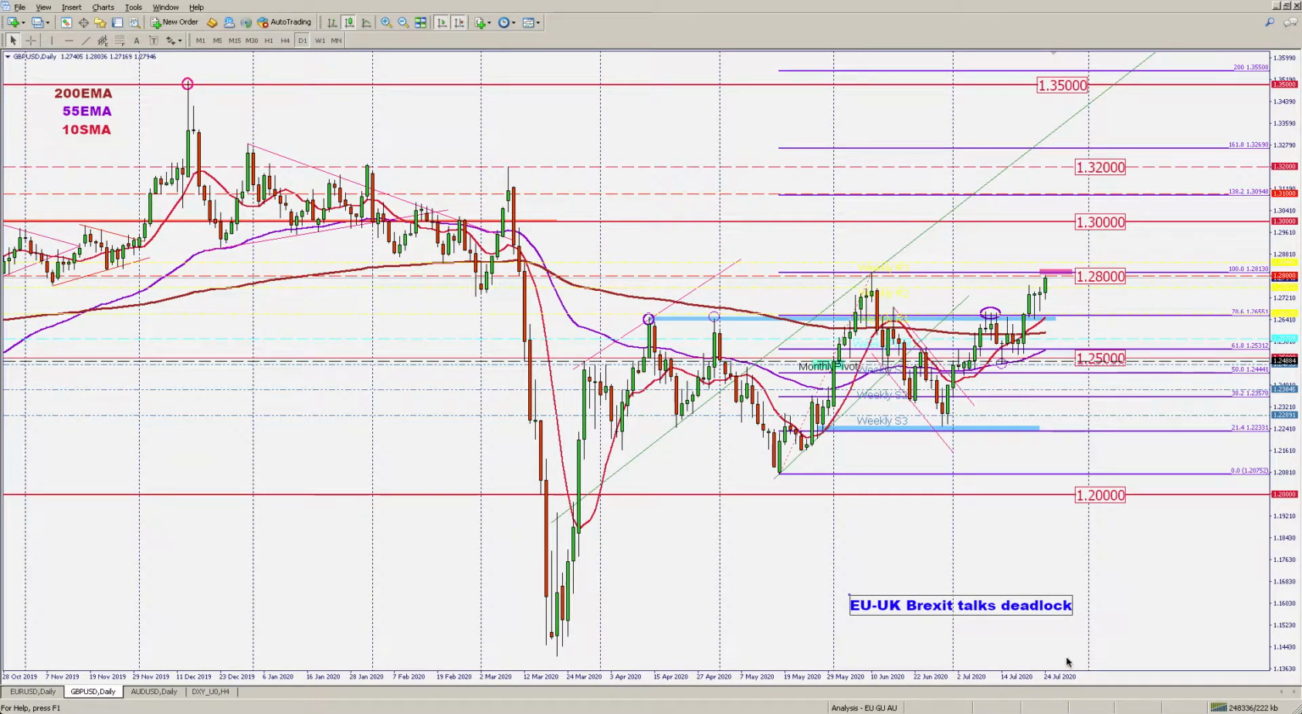There's no major news for the UK except that the ongoing Brexit talks are still in a stalemate, a deadlock here. So there could be some consolidation before that in order to gain some momentum or some trigger to break the 128. Support now is at the 126.55.